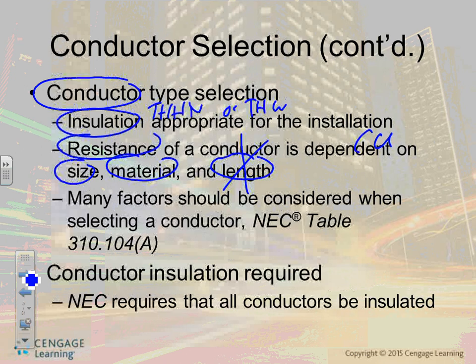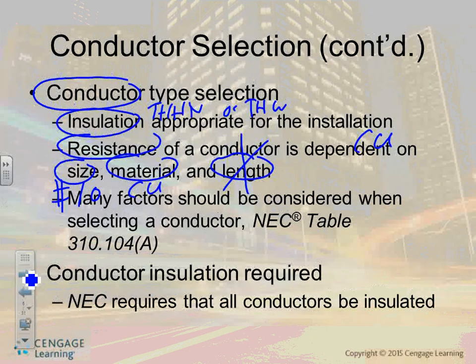Do I have control over material? Yes. I can decide copper. Here's my copper. Do I have control over size? Yes. That's where you guys have control. If it's a longer run and I need number 12, I would put number 8. So instead of number 12 for that circuit, I can put number 10 or number 8. So those are the only 2 factors that you have. As a designer, you have control over the size and the type.